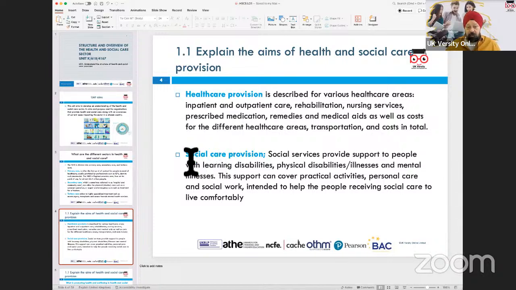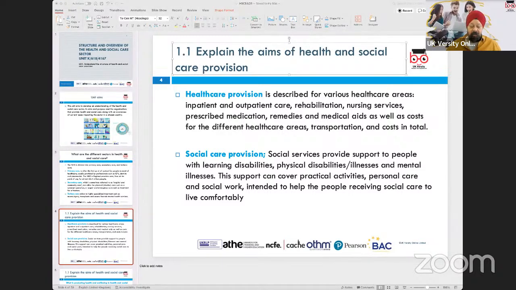Now, the word is health care and social care. When we look at the budgeting within the NHS, you have budgeting done for healthcare, budgeting done for social care, and now you also have budgeting done for mental health care services. That's why it's important to understand these three terms, because in the first assessment criteria we sometimes end up using them synonymously to say health and social care, but they are actually two different types of services. So, healthcare and social care.